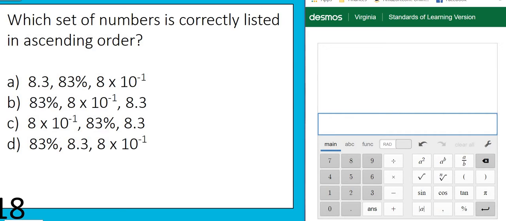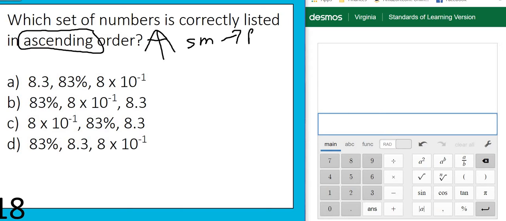All right, guys, we only have 3 more problems to go before this review is over. So we're going to start by reading this, and it says, which set of numbers is correctly listed in ascending order? So first of all, you got an A. It looks like an arrow going up. So ascending means you're starting with small and you're going up to big.